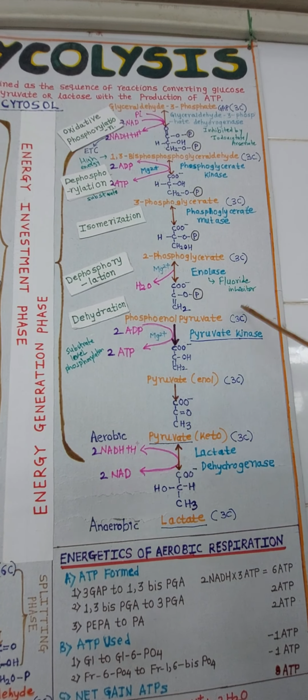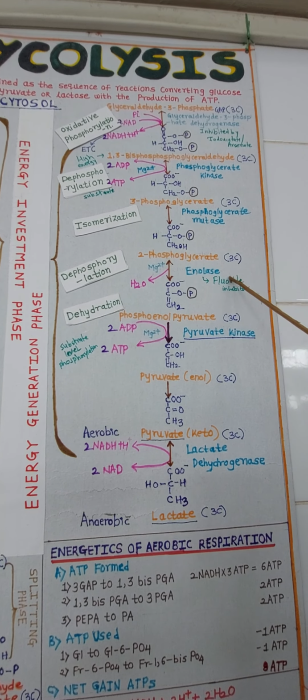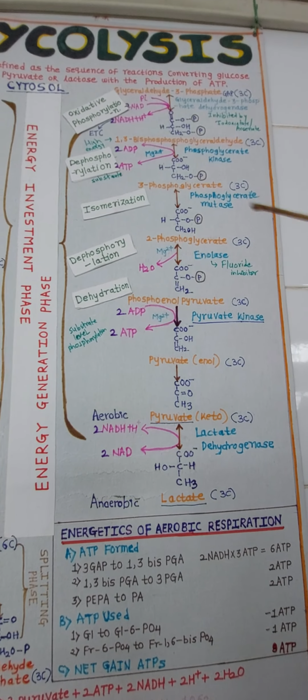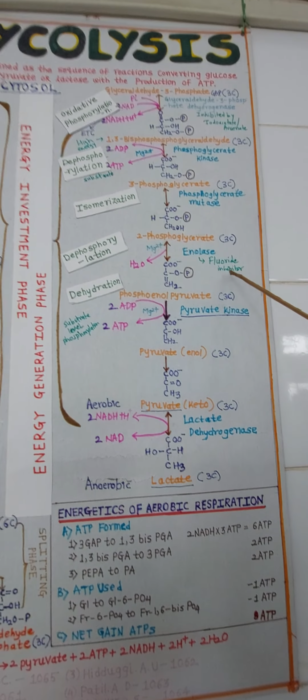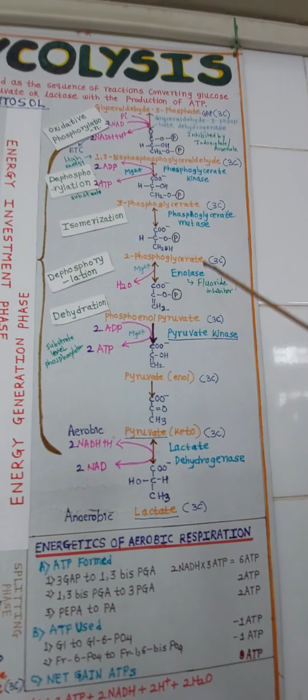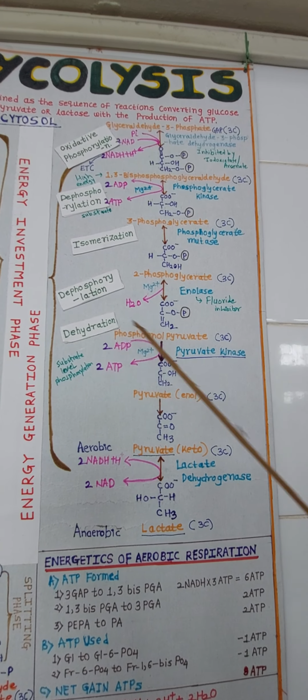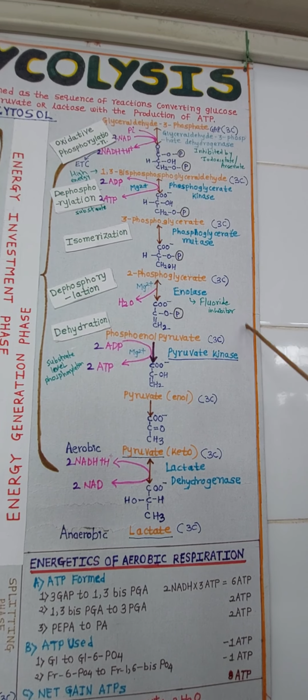When we estimate the glucose from the blood, these fluoride molecules are added so that it will stop the whole glycolysis process, and we can easily and exactly determine the amount or concentration of glucose from the blood, and that's why fluoride molecules are added.